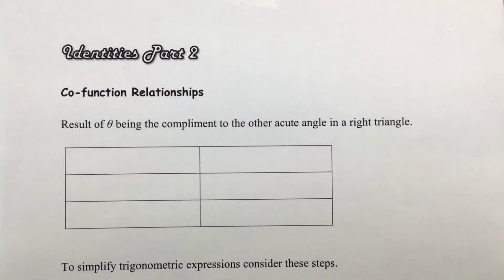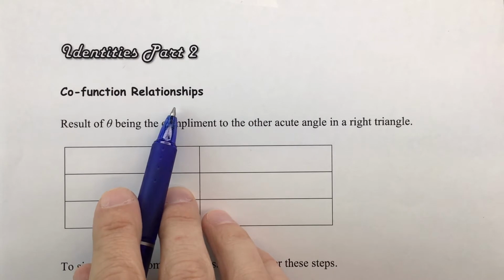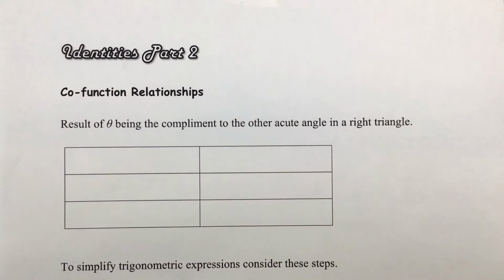Identities part 2. What we're going to be spending most of our time with here is practicing how to simplify using identities. But before we do that, I need to give you one more list of identities. These are called the cofunction relationships, and we're finally going to understand why we named the functions the way that we did.